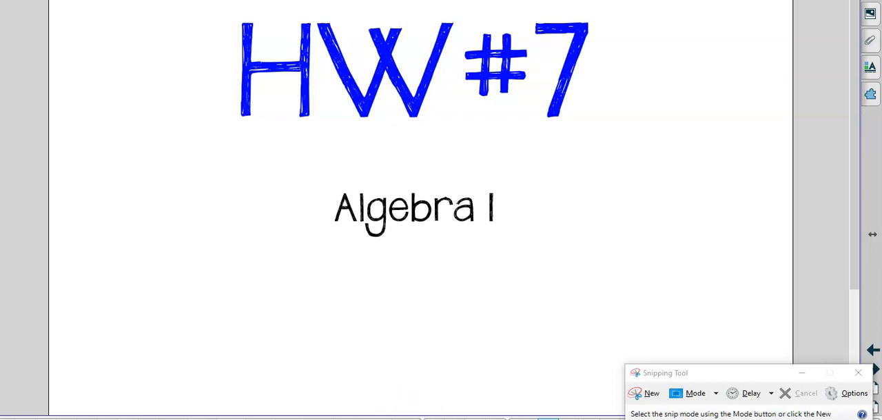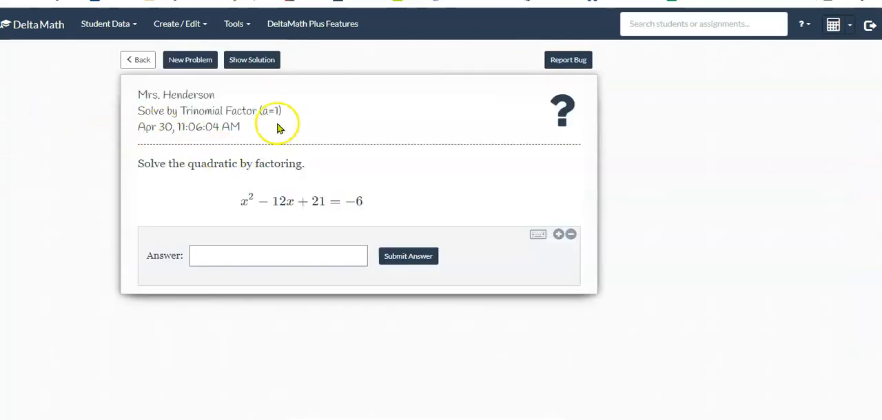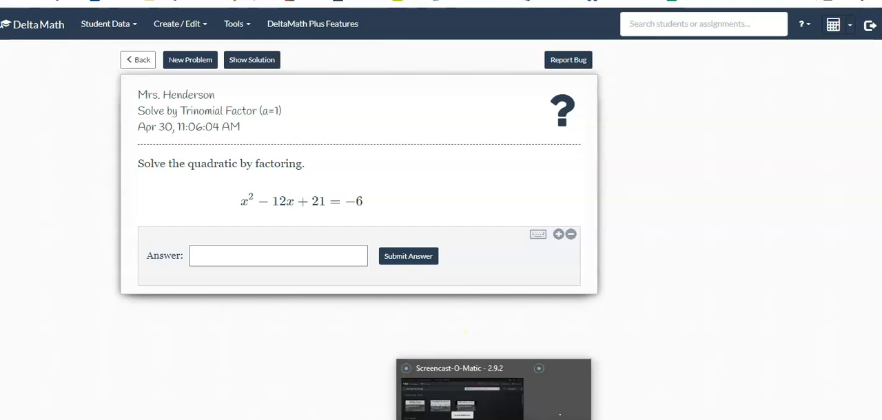This tutorial will help you to complete the assignments for homework number 7. So the first skill is solve by trinomial factor, and you'll notice it says a equals 1. So that's the leading coefficient is equal to 1. So here's what I'm going to do.